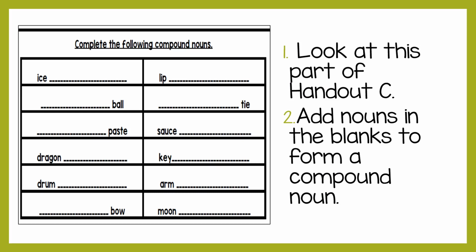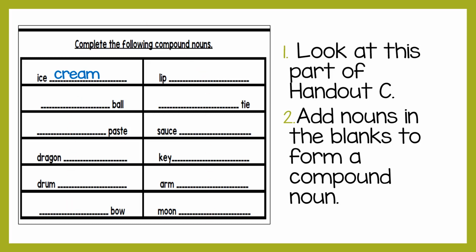Let's look at this part. Add nouns in the blanks to form a compound noun. Now remember, a compound noun is made up of two nouns. You are already given one noun, so you need to add one more, either at the back or at the front, to make it one word, a compound noun. Let's look at an example. The first one, you have already been given the word ice. What you can add to the word ice to make it a compound noun is cream. So it becomes ice cream. Now let's continue with all of the other words.